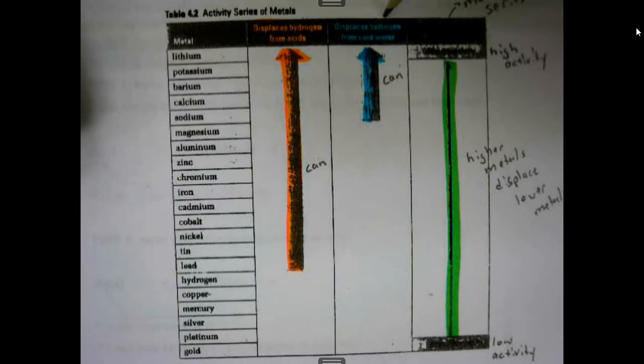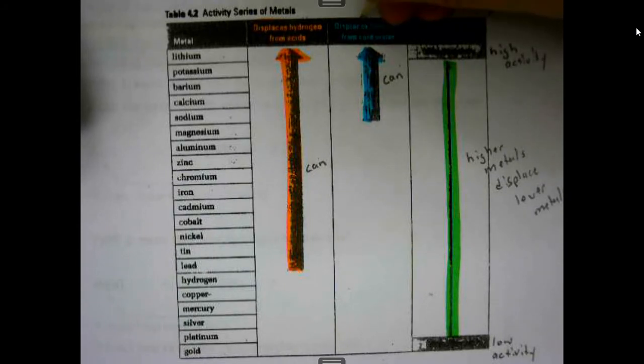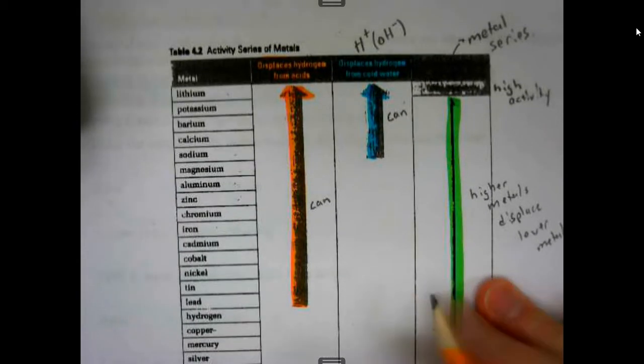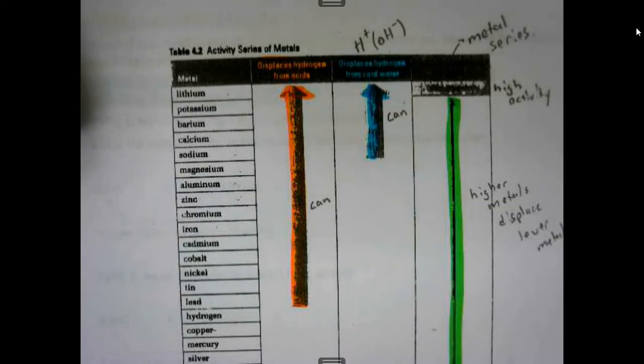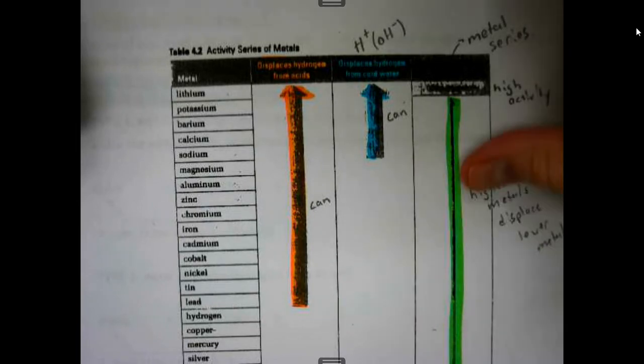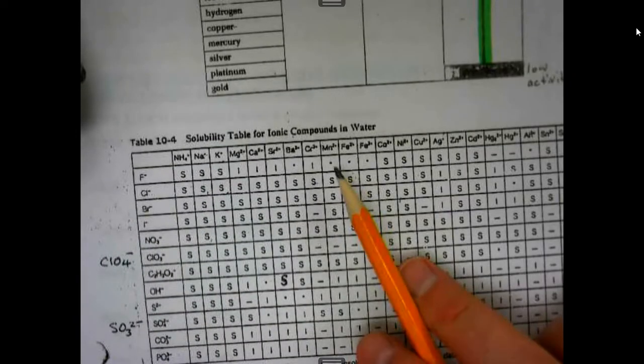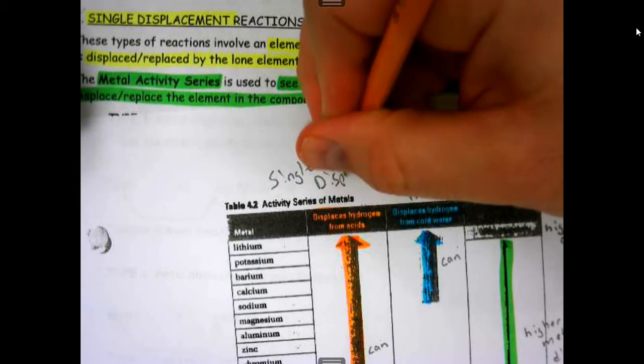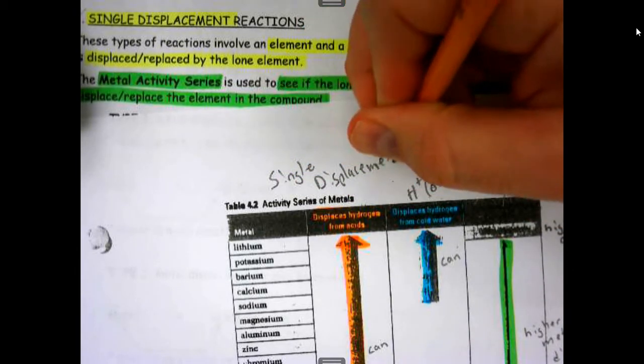Okay, so you're taking one of the H's out of water. So in this case, you would treat water as being something like this, right? And then it will displace the one H over there, and the one H. All right, so we're going to be using this to predict whether or not single displacements can occur. Oh, don't worry about this. This is something we're going to be using for double displacement, so don't worry about that. So this is all for single displacement predictions.